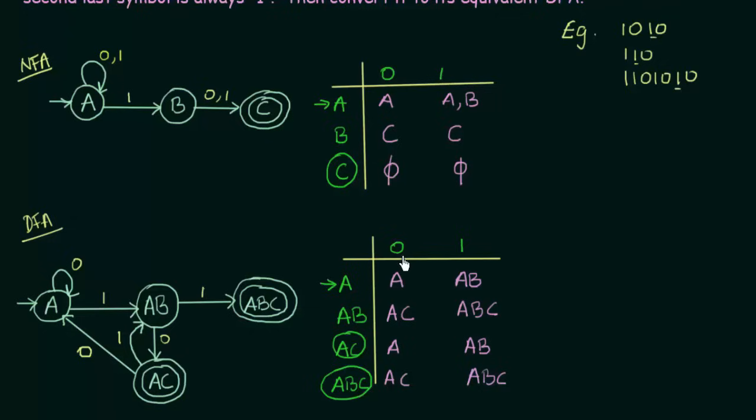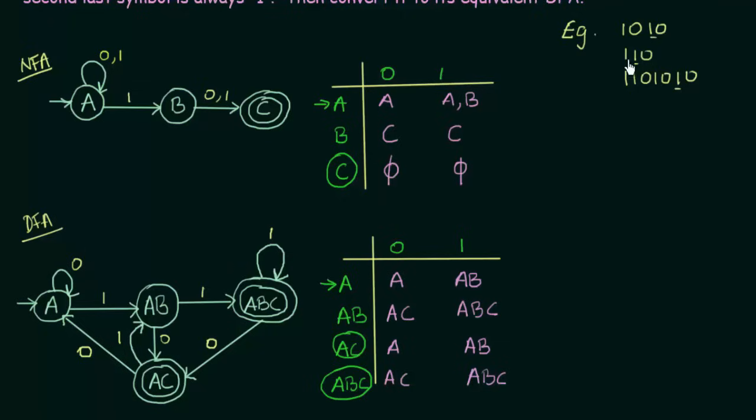Now let's come to state ABC. ABC on getting input 0 goes to AC. And on getting input 1, where does it go? It goes to ABC itself. So ABC stays in ABC on getting input 1. Okay, so now we have finished the transition diagram for the DFA. So we have designed the DFA successfully.